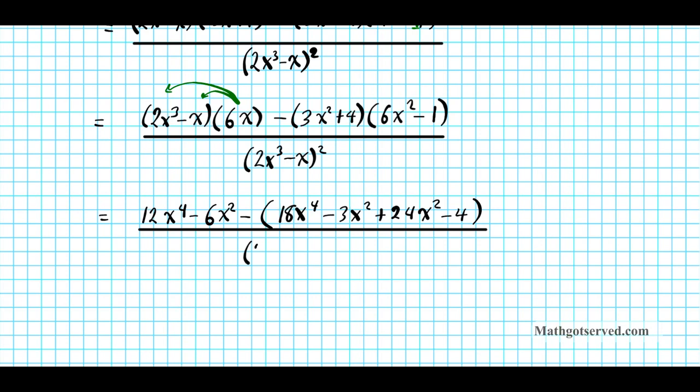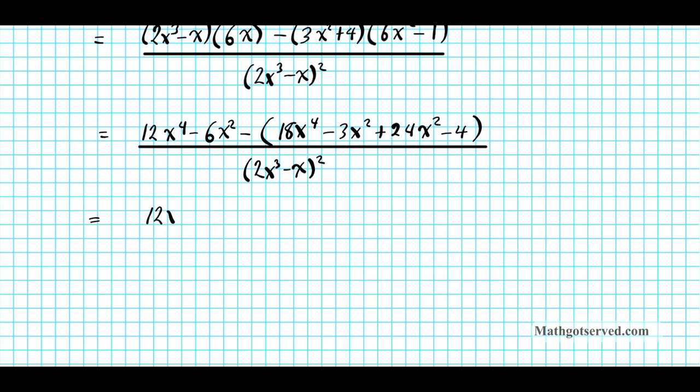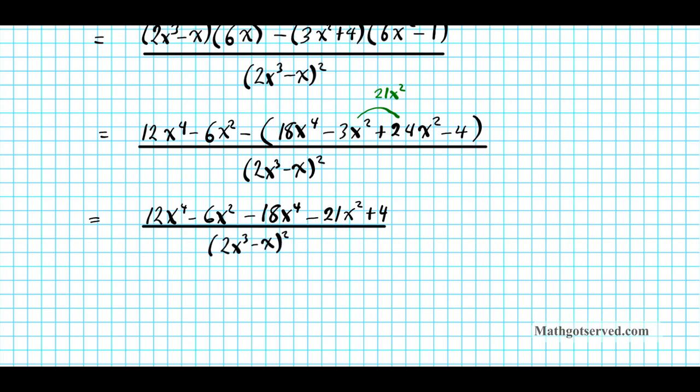Divided by 2x to the third minus x, quantity squared. Okay? Now I'm going to distribute this minus to all these terms. It's just going to invert their signs. So let's see what we have. We have 12x to the fourth minus 6x squared minus 18x to the fourth. We can combine these two while we add them. If I combine these two, I get 21x squared, right? Because minus 3 plus 24 is positive 21. And if I multiply by this negative, I will have negative 21x squared. And then minus times this 4 right here, I'll have a plus 4. Okay, that entire expression divided by 2x to the third minus x, quantity squared.